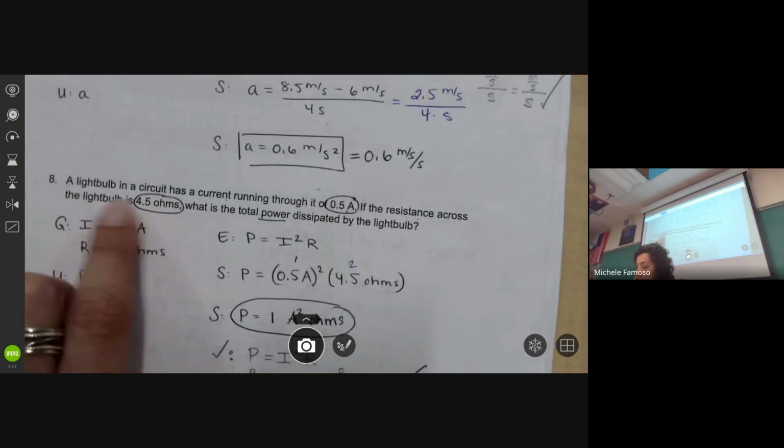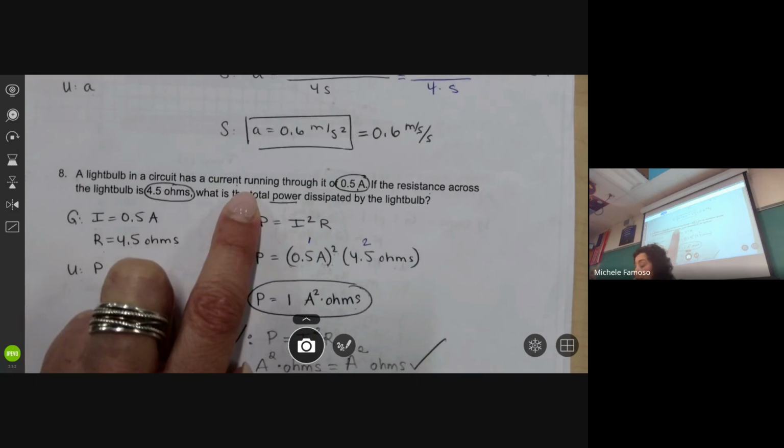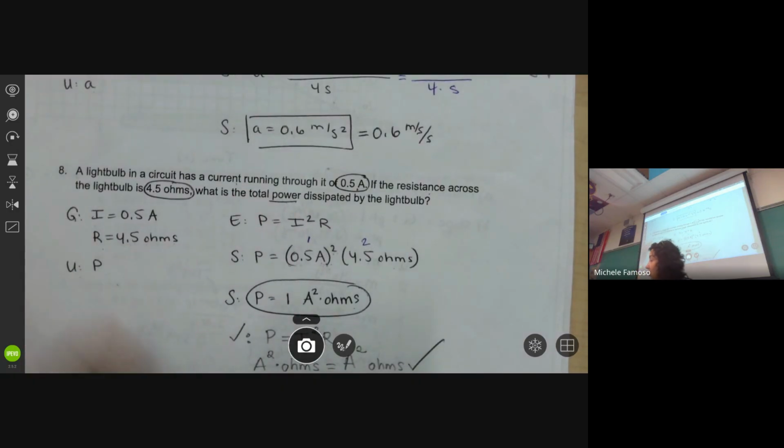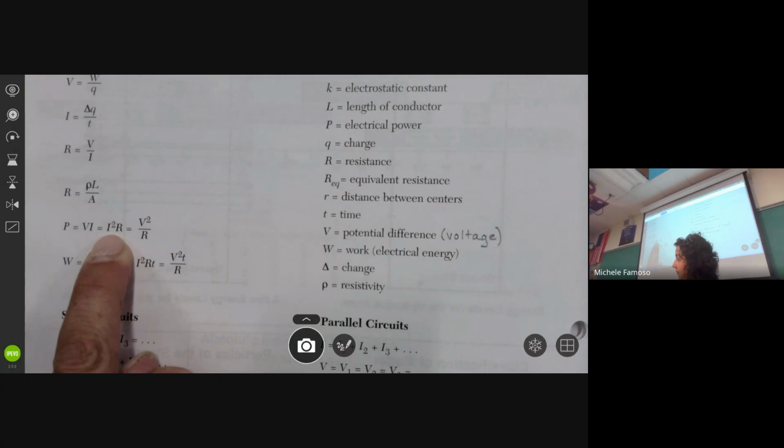Okay, 8 is talking about light bulbs and circuits and currents. That's electricity. So you're going to go to the electricity page. And we're looking for an equation that has I, R, and P in it because we've identified our givens and our unknown. So all our equations for capital P are here. The only one that has the I and the R together is that one. P is I squared R.